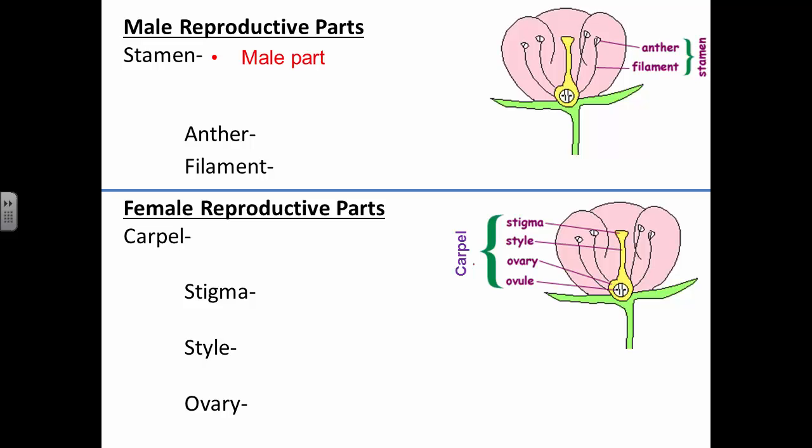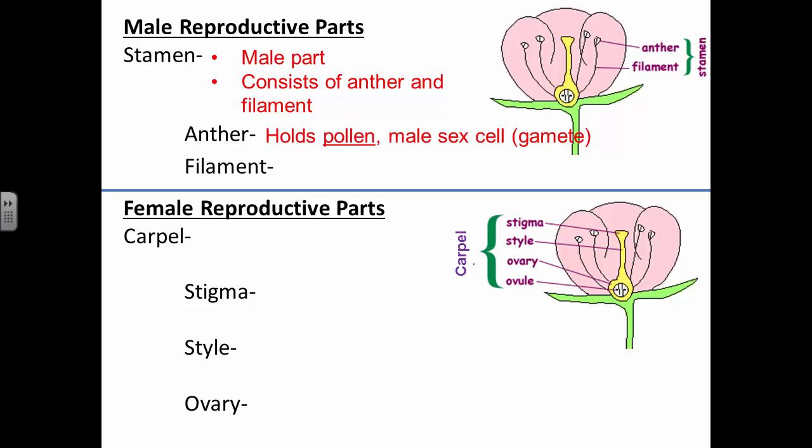So the male reproductive parts are called the stamen. And the stamen is made of two parts, the anther and the filament. The anther is at the tip of the filament. It's usually oval shaped. If you look at it very closely, it has a rough texture, because the anther is where the pollen grains form, the male gamete. It's on the tip of each of these anthers.